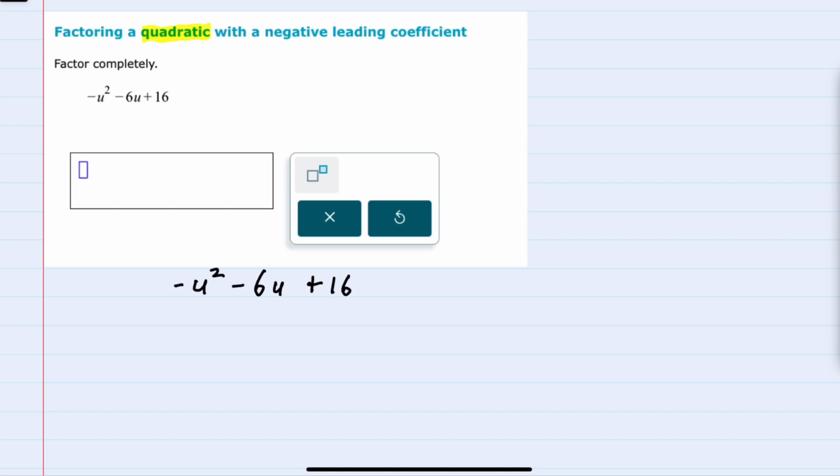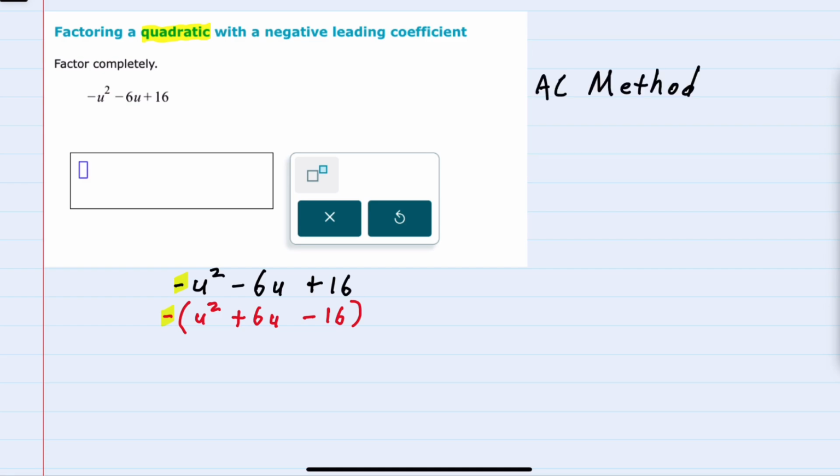The first thing that I will deal with is the negative leading coefficient. I can factor out a negative from each of those terms, leaving me with a positive u squared, a positive 6u, and a negative 16. And now that I've factored out this negative, I can turn my attention to the quadratic inside the parentheses and just keep that negative on the outside for the rest of these steps.